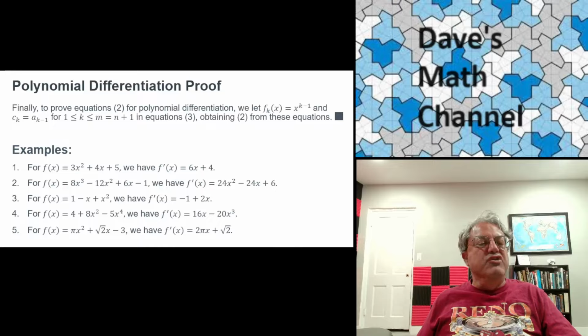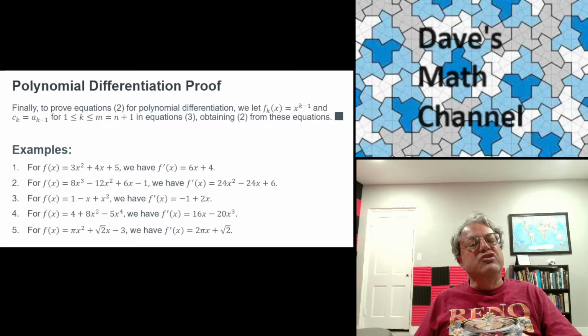So example 4 happens to be an even polynomial. If you graphed this thing, you'd see that it was symmetric about the y-axis. So anyway, our polynomial for example 4 is 4 plus 8x squared minus 5x to the fourth. And we use the same rule. Remember, 4 is a constant. So when we take the derivative, we get 0.